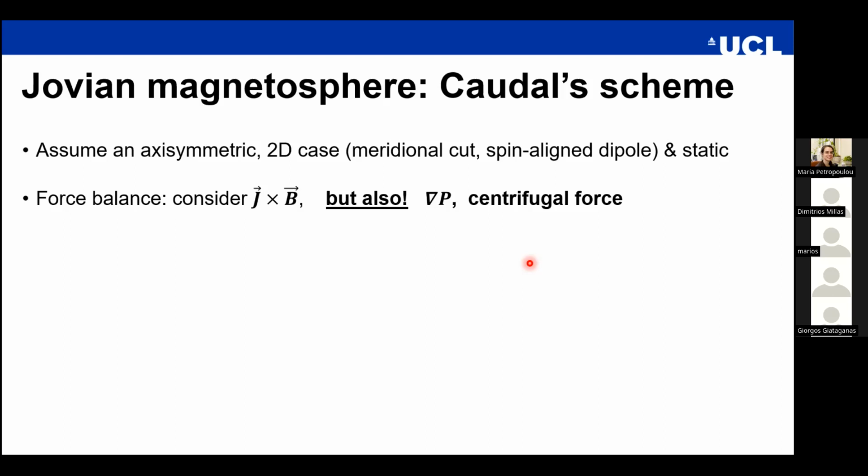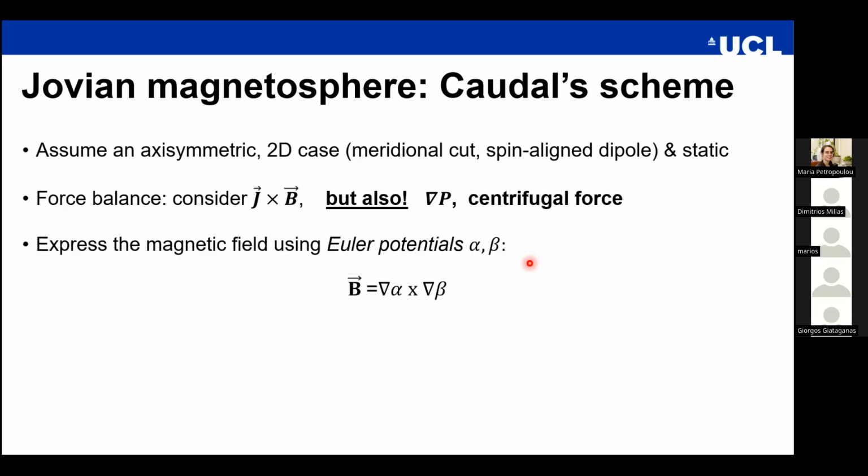Now, you may ask, where is the gravity? Indeed, Jupiter is really massive, but the gravitational force is quite weak compared to all the other forces. Actually, after 2 or 3 Jovian radii, it is no longer important. Now, since we're working in an axisymmetric case and taking into account that the magnetic field is solenoidal, we can use a trick to express the magnetic field in the so-called Euler potentials. So basically, you write the magnetic field as the cross product of 2 gradients. These alpha and beta are called Euler potentials, and this is what we're going to use in the following calculations.